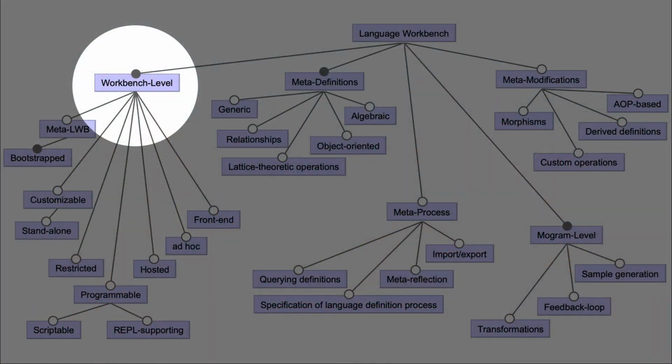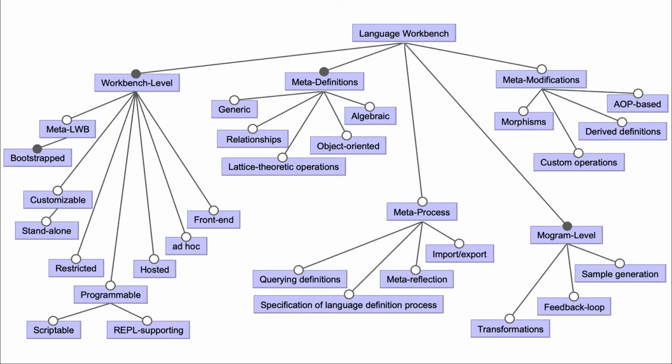The first group is about the behavior of a language workbench itself. A language workbench can be bootstrapped. A generalized notion is meta-language workbench. Those can be used to develop other language workbenches. Customizable workbenches allow specifying and modifying their behavior and appearance, for example, the menu commands, by means of designated meta-languages. Standalone workbenches allow hiding their meta-functionality. Restricted workbenches are tailored at developing or evolving a particular language.